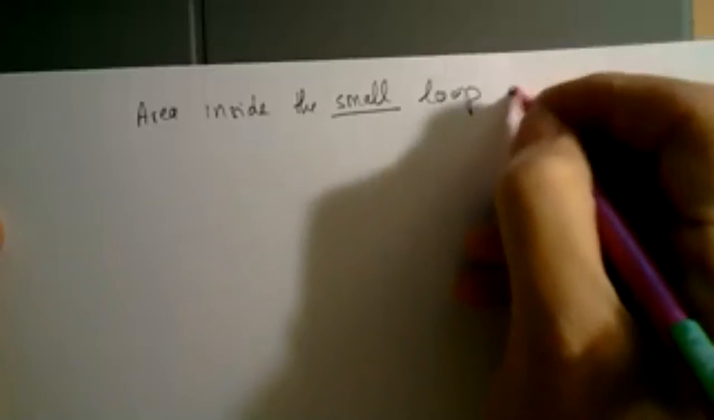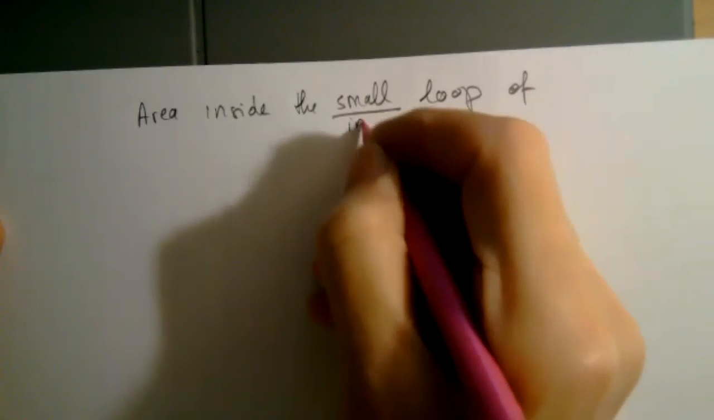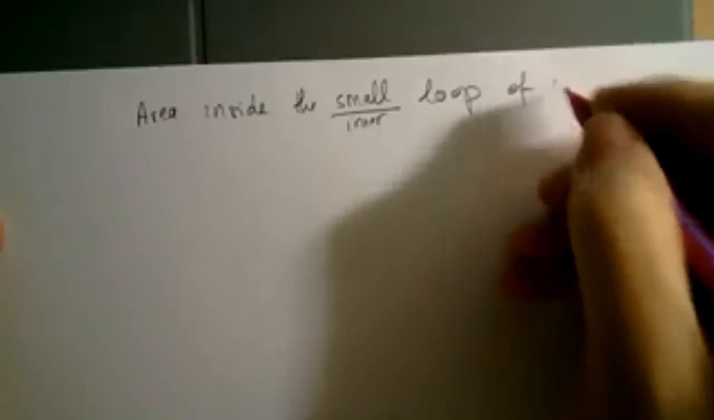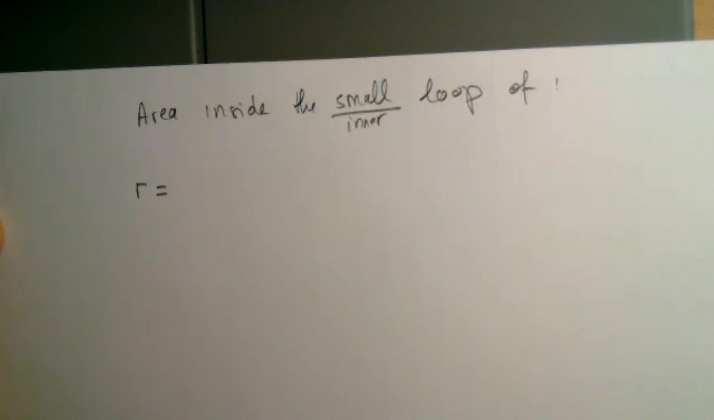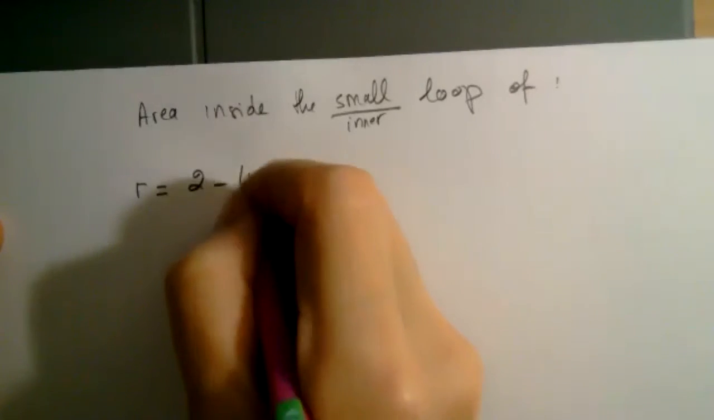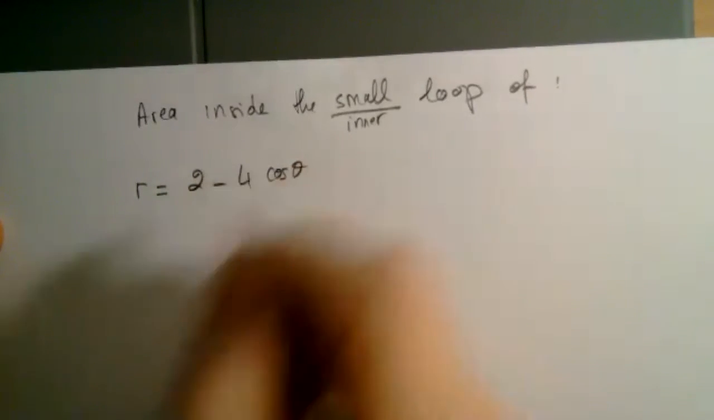I will take the area inside. So the question is find the area inside the small loop or the inner loop of the following curve. r equal 2 minus 4 cosine theta.